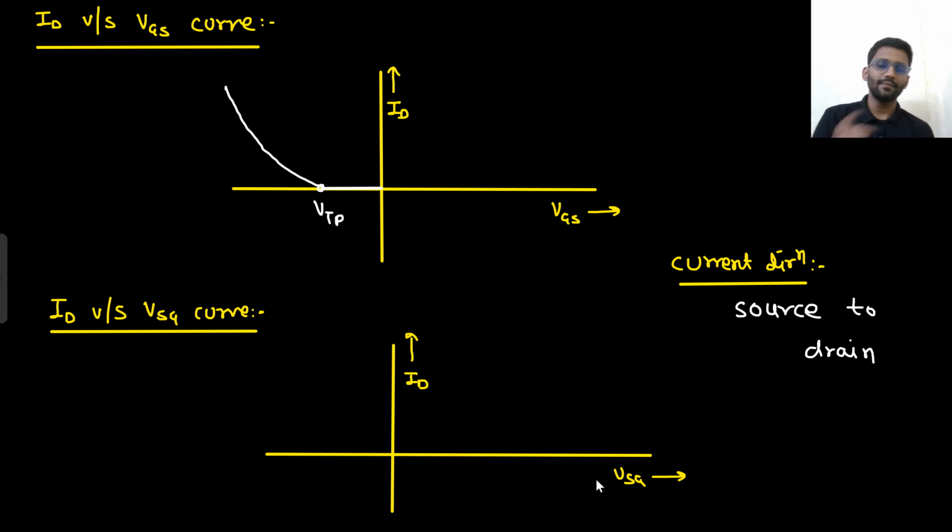Now let's do the same for VSG. ID versus VSG curve. Now your source is at ground, but the gate is negative. Basically, what is the condition? VSG should be greater than mod of VTP for the current to flow. So this is your VTP. Here you don't need to think, right? This is mod of VTP I will write, because for PMOS the threshold voltage is negative and for NMOS the threshold voltage is positive.